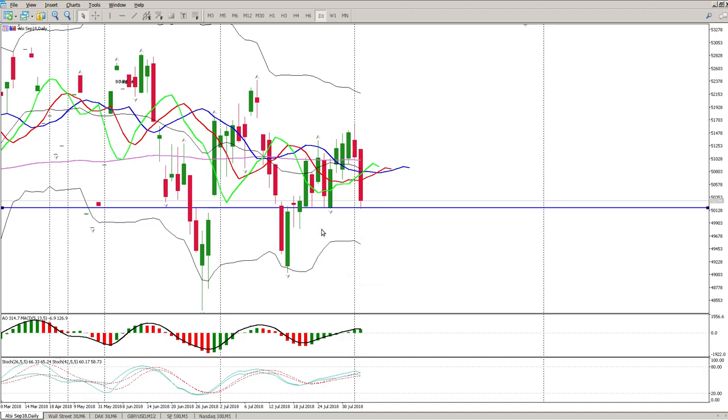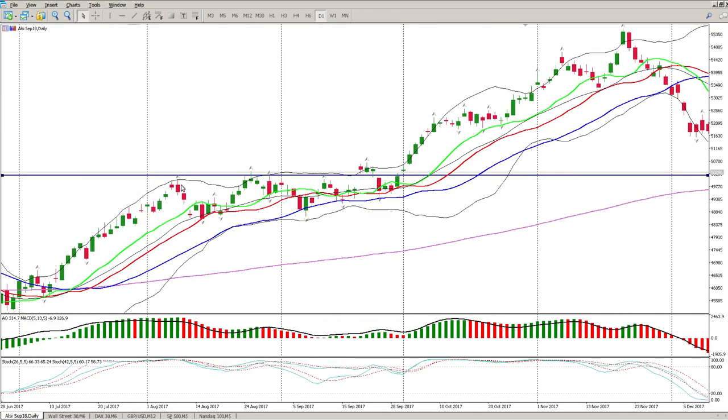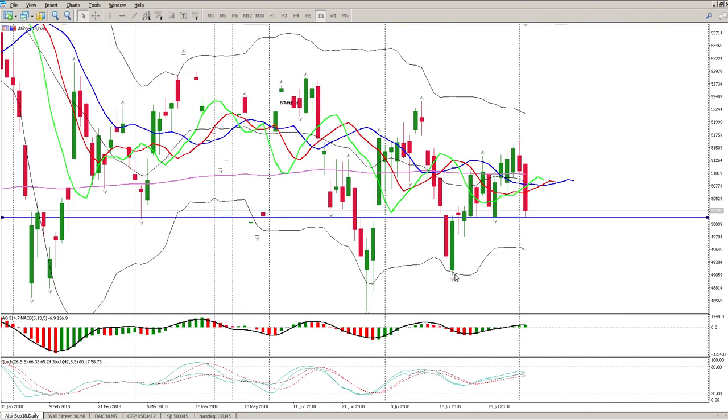So I think first things first, this level of 51.70. If you look to the left, you'll see in 2017 for 2 months it was used as a resistance level. So we kept bumping our head against it till eventually we broke through. So you can see this was a flat top triangle that formed here. So pretty significant level at the moment.